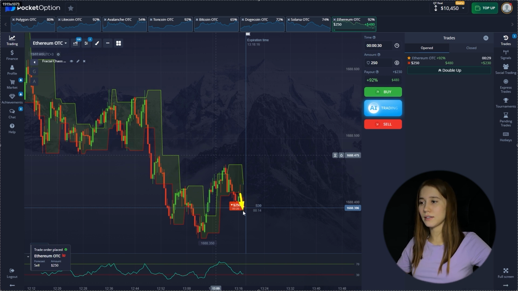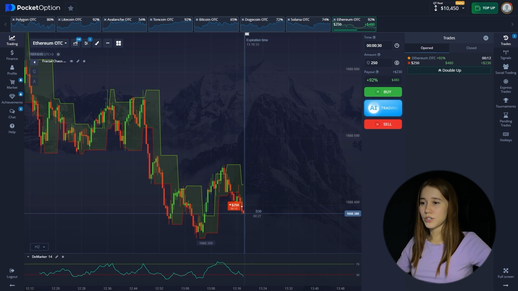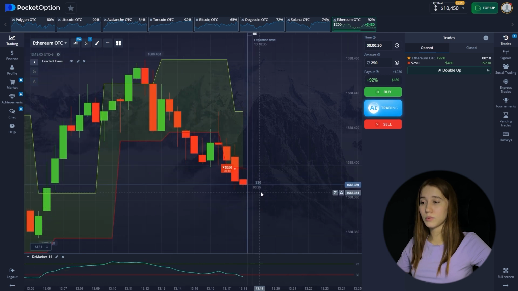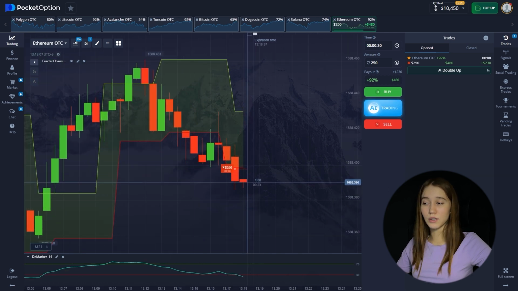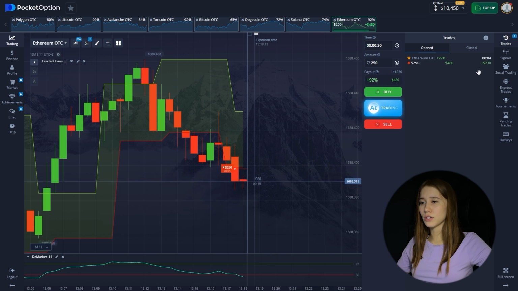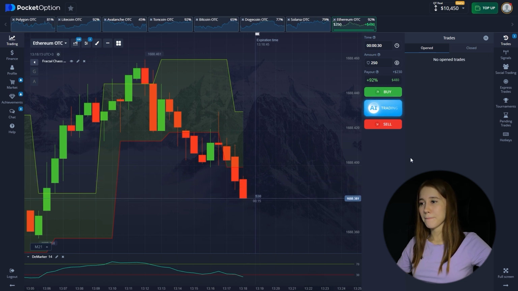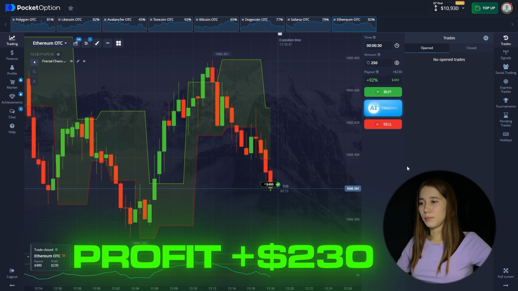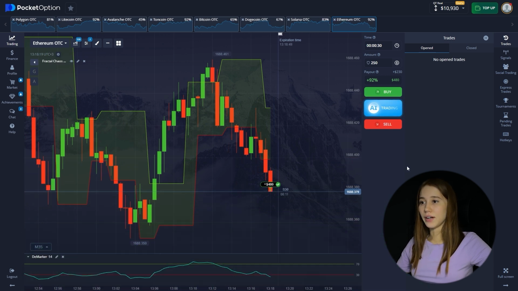We open deal down. By fractal we see downward trend. So the shadows are mainly on top, which indicates that the chart will continue to fall. So yeah, we see the situation. Let's see. Good. Plus deal, it's very good.